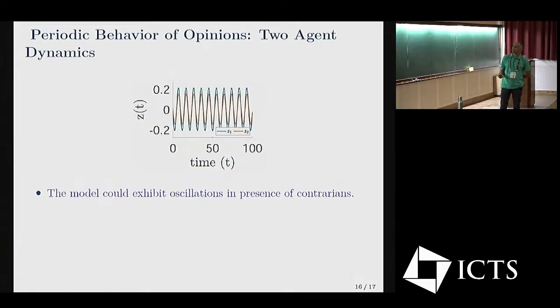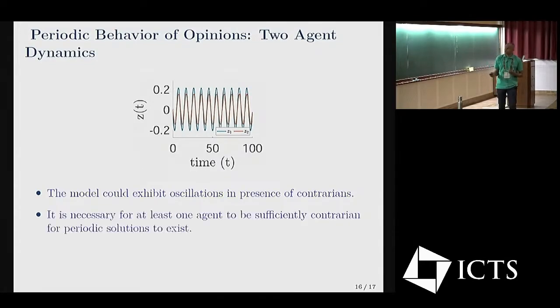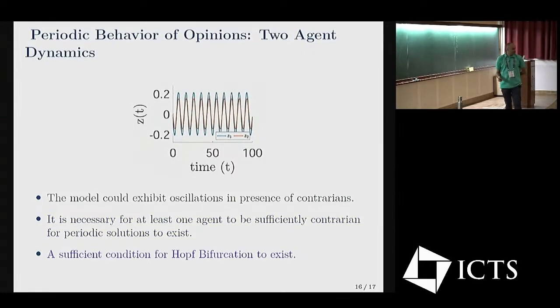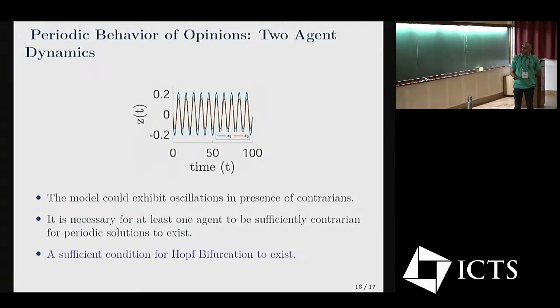This is the last thing that we analyzed in this model. In certain situations, we can even have periodic behavior of these opinions. For this to occur, it is necessary for at least one agent to be sufficiently contrarian, because we are restricting our analysis to two agents. What this means is essentially that there is at least one agent who is antagonistically influenced. We also talked about some sufficient conditions for Hopf bifurcation to exist, and so on.